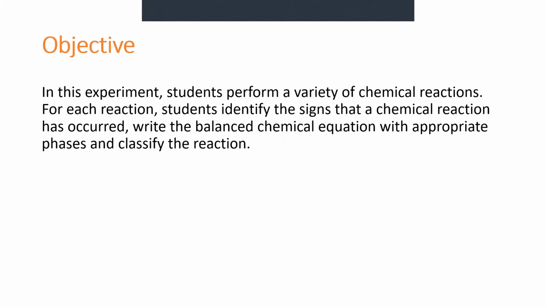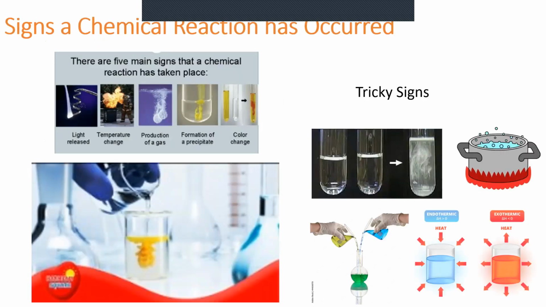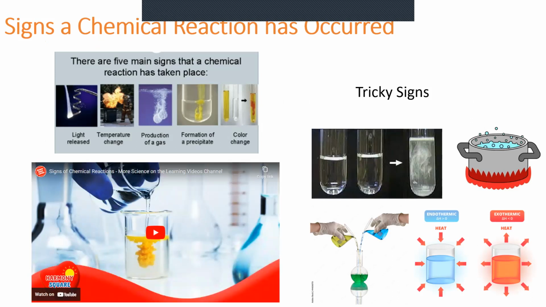Students are going to identify the signs that a chemical reaction has occurred, and then practice writing a balanced chemical equation for each of the reactions with appropriate phases, and also to classify the reaction. So let's talk about some of the signs that a chemical reaction has occurred. There are 5 main signs that a chemical reaction has taken place.